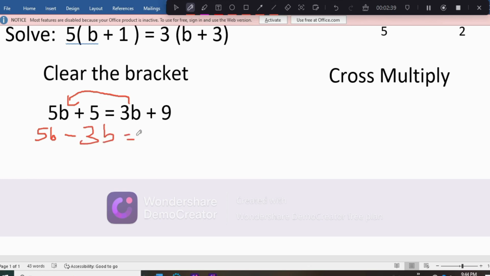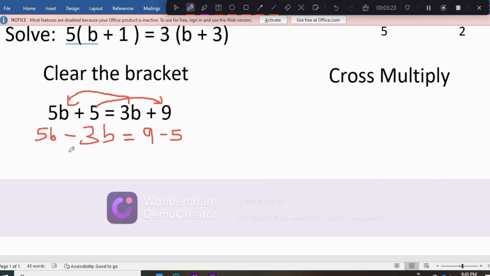Equals sign. Then we have 9 left here, and then 5 is taken to the other side of the equation to meet the number 9. So 5 turns to the other side of the equation. From plus 5 it becomes minus 5. So 3b is at the left hand side to meet 5b, and 9 is met by minus 5 at the right hand side of the equation.